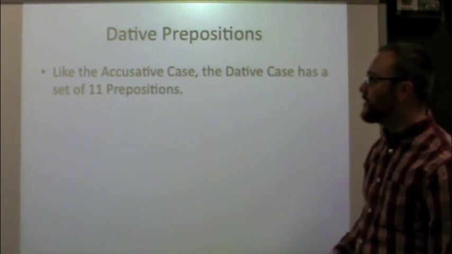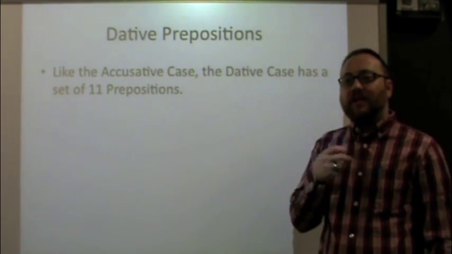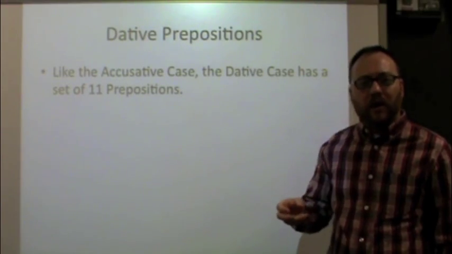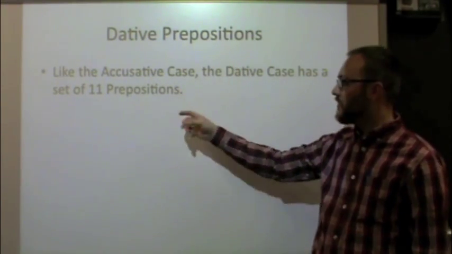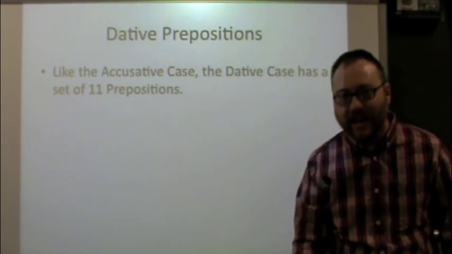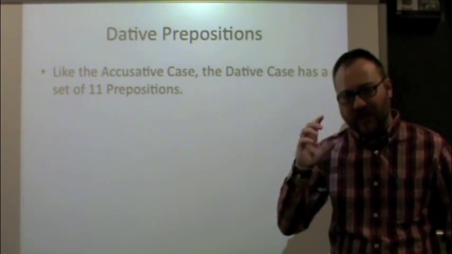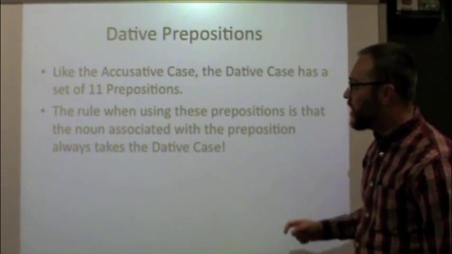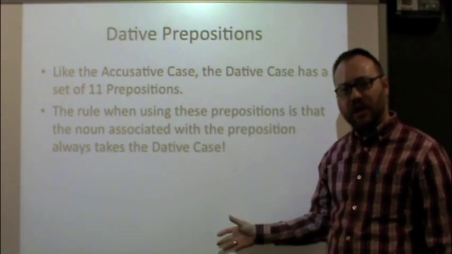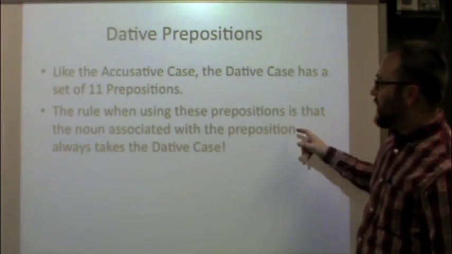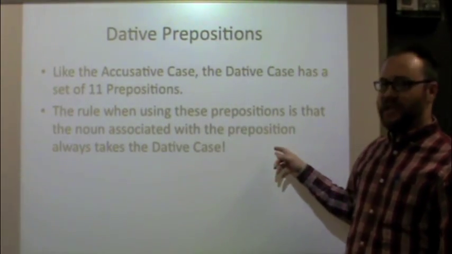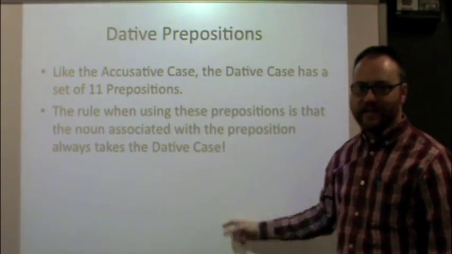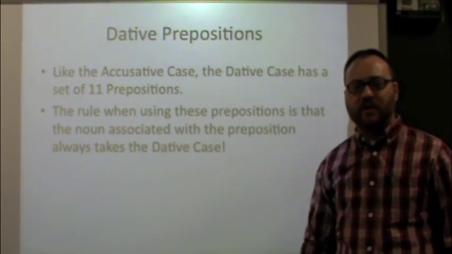Also, just like in the accusative case video, we also learned that there are accusative prepositions, prepositions that are specifically accusative all the time. Well, in the dative case, there are also prepositions, a list of 11 prepositions which are always dative. Whenever you see them, you have to think in your mind, dative. And the rule is exactly the same as the accusative prepositions. Whenever you see one of these prepositions, the noun associated with the preposition, and usually it is directly after the preposition in a sentence, always takes the dative case. There are no exceptions to this rule.